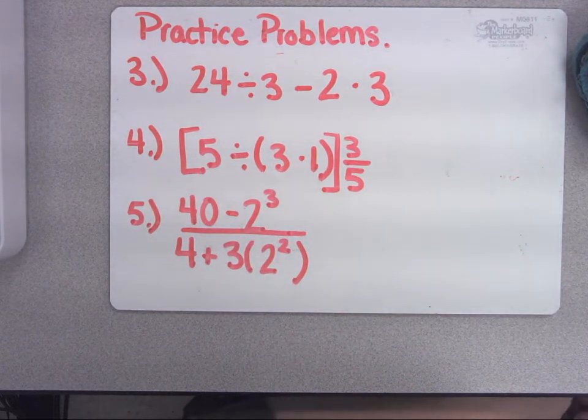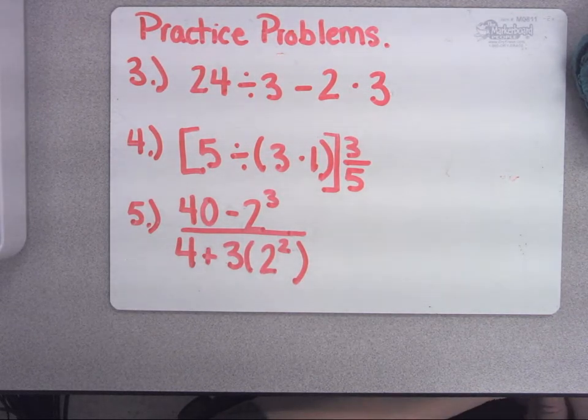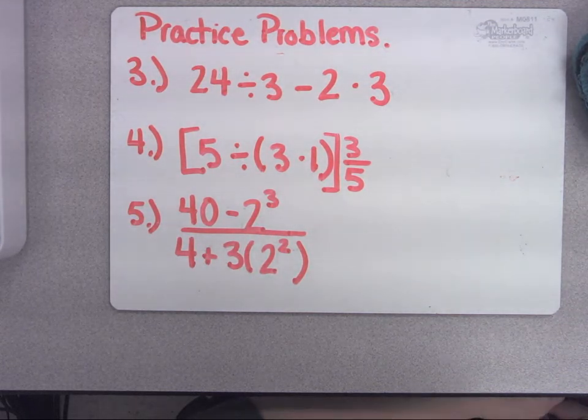Okay, I give you 3 problems. The first one is a single digit answer. The second one is also a single digit answer. That is bracket 5 divided by parentheses 3 times 1, close your parentheses, close your bracket, 3/5. The last one's the doozy. This one is a fraction.